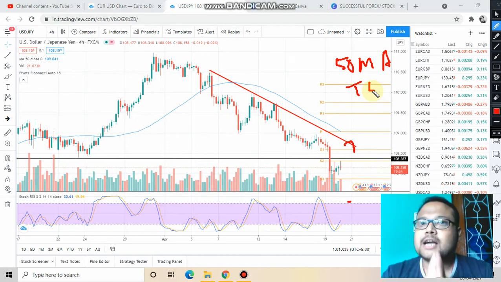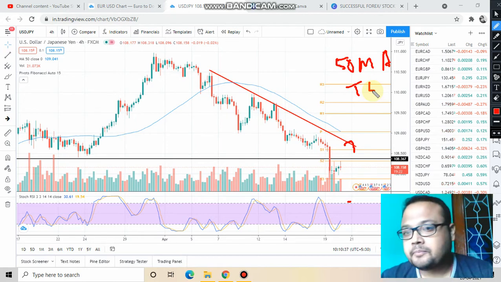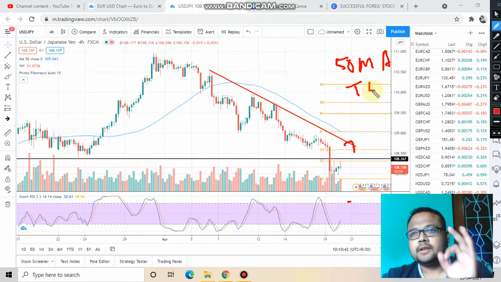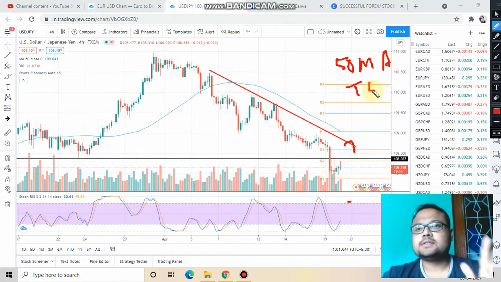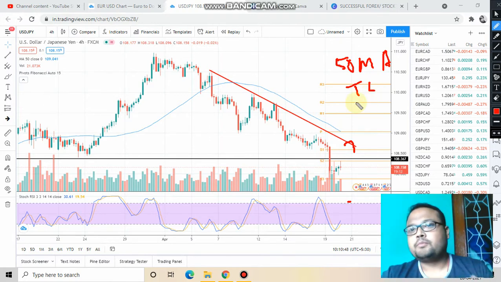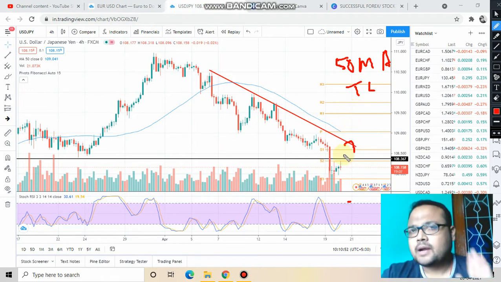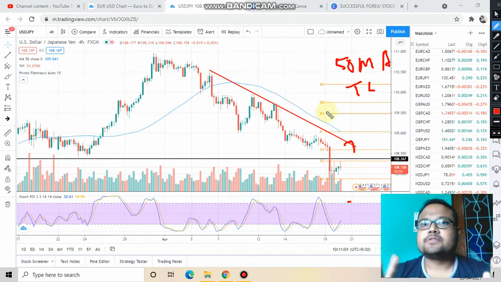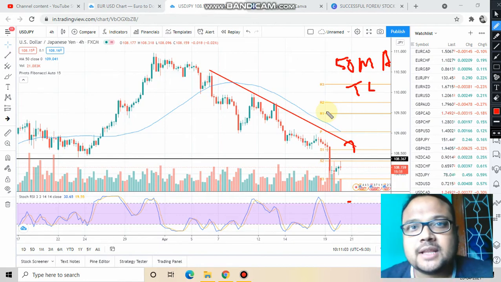In case market goes up, also it may be a trap. You should know when you should avoid the trap. Therefore, considering all the factors, you should look for selling opportunity only. And the best opportunity as of now is to short the market when market will be going up again, getting resistance from the 50 moving average or from the trend line. That's it. This is a simple strategy that you can follow for US dollar Japanese yen for 20th April 2021.